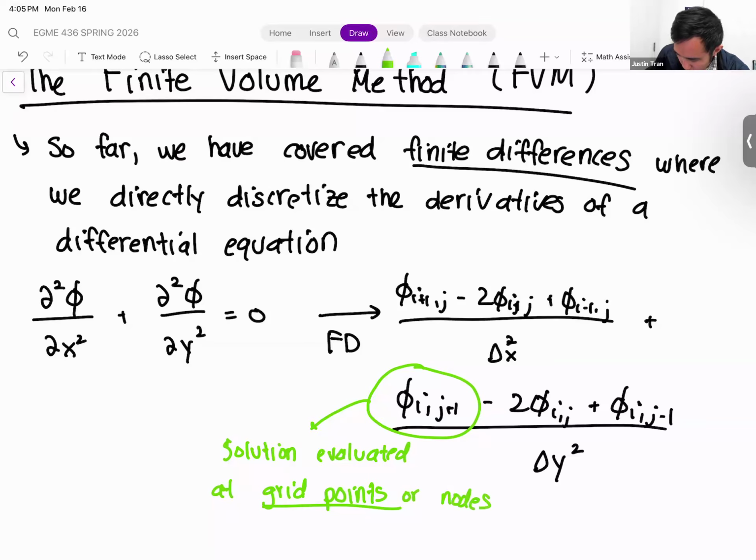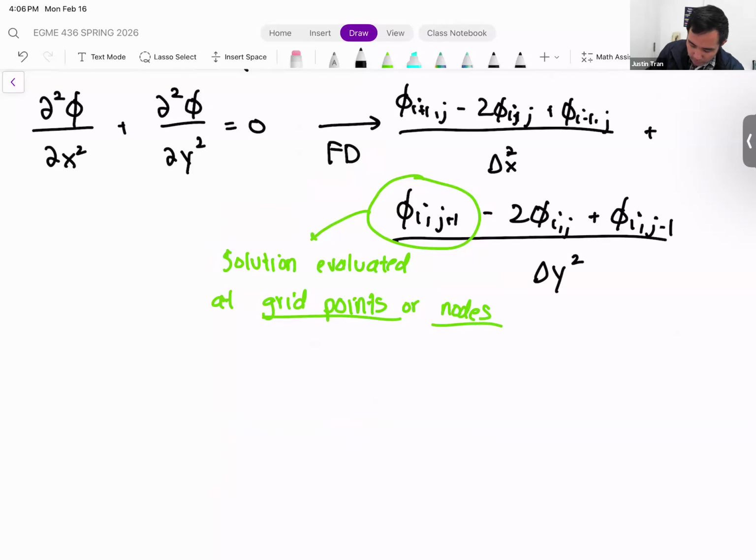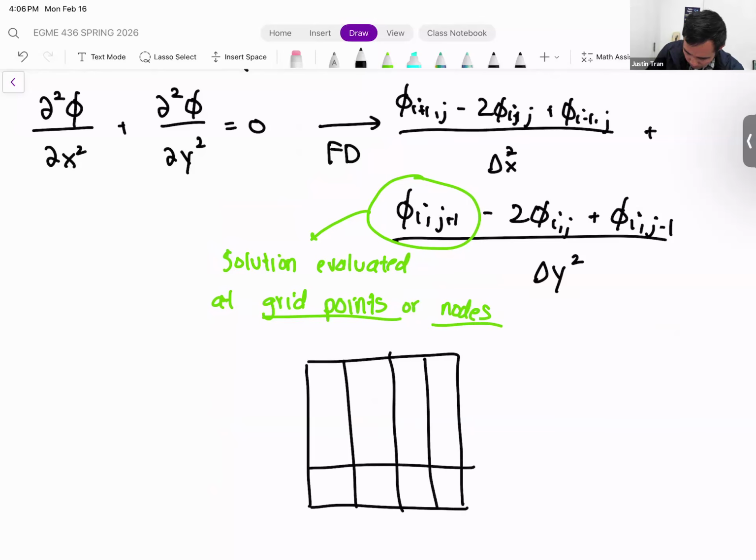Sometimes we call them nodes. Let's say that you have your finite difference grid here. When you solve a finite difference equation and you form your algebraic system of equations and solve them for the solutions, implicitly what we're saying is we're solving for the values of phi at wherever our grid lines cross. So when I talk about grid points or nodes, what I'm referring to are these points right here.